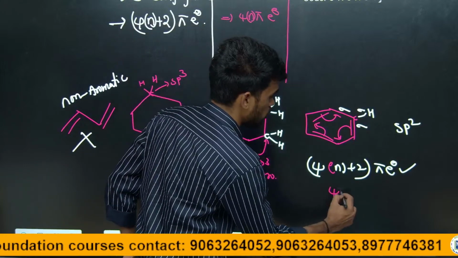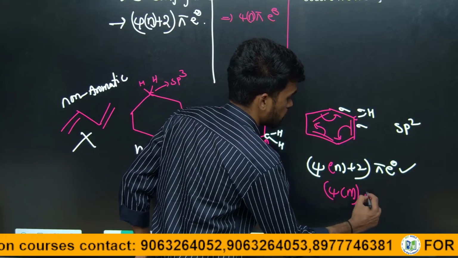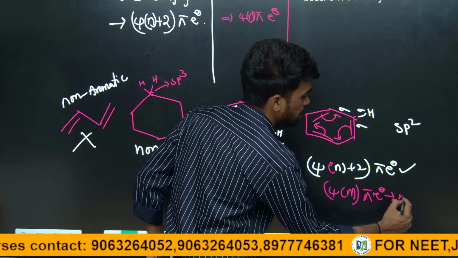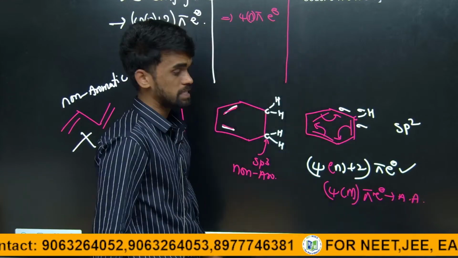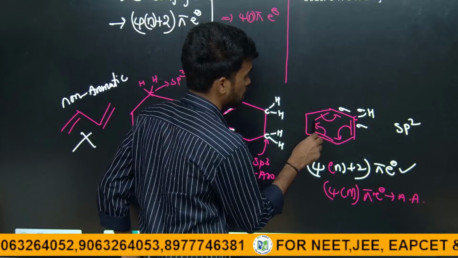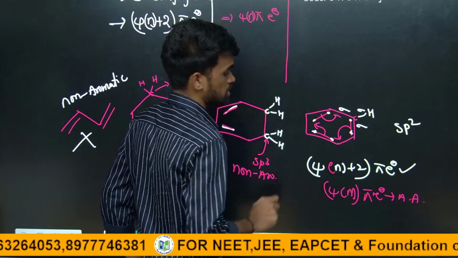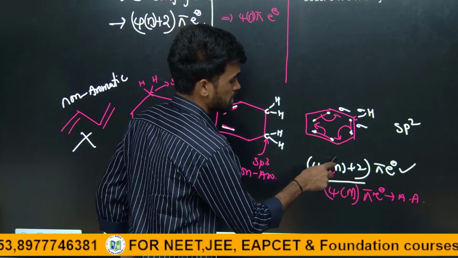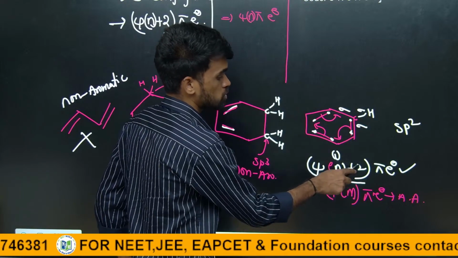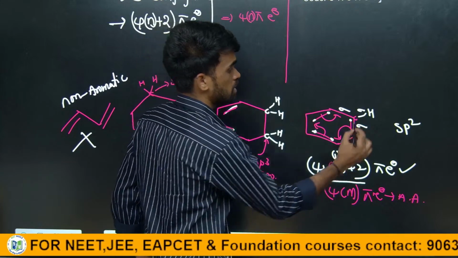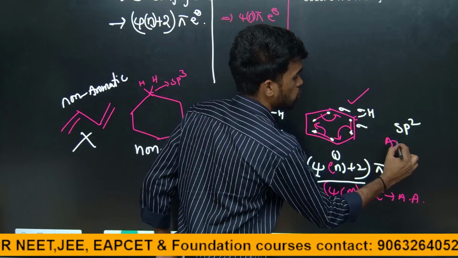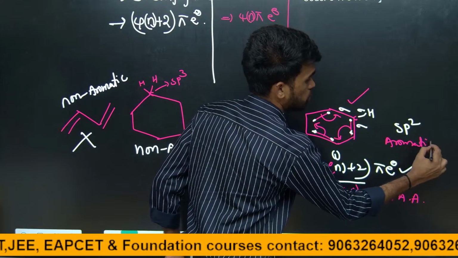If it is satisfying only the 4n pi electron rule, we can say it is anti-aromatic. Okay, just check here how many pi electrons are there. 1, 2, 3, 4, 5, 6 pi electrons are there. 6 means if you place the n value as 1, 4 plus 2, 6 pi electrons are there. Therefore, this compound is aromatic. I hope this is clear.